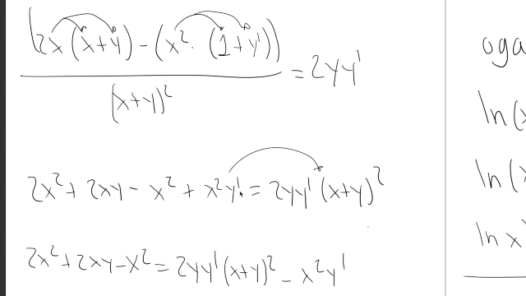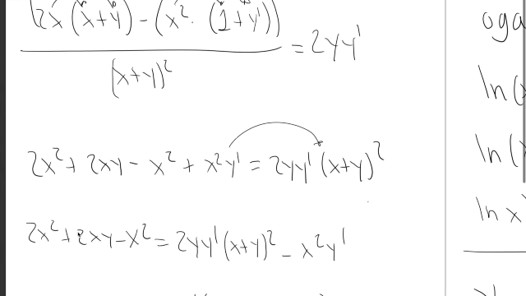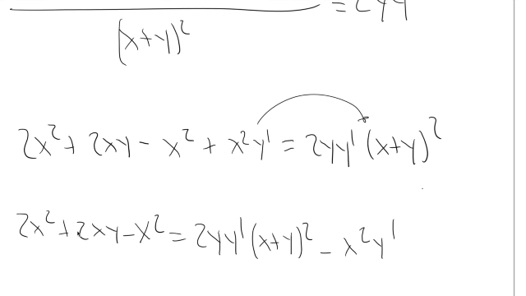Remember that the main point of these exercises is to be able to solve for y prime. So I'm going to take the only term that actually has y prime and bring it to the other side. That gives me 2x squared plus 2xy minus x squared equal to 2y, y prime multiplied by x plus y squared. And I'm not expanding the x plus y squared because I don't want to make it more complicated for you guys.